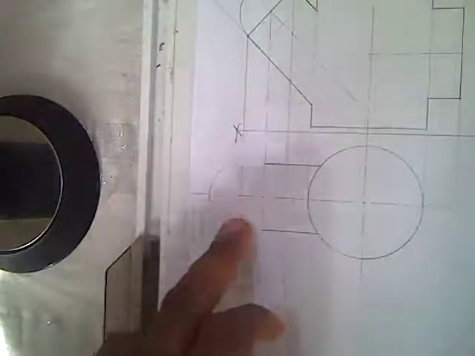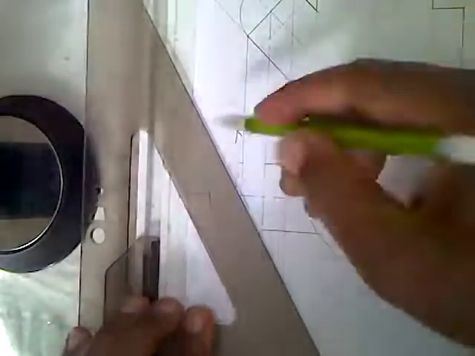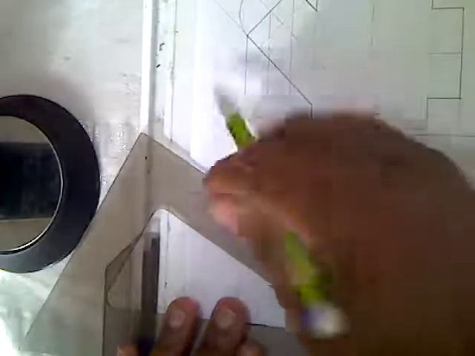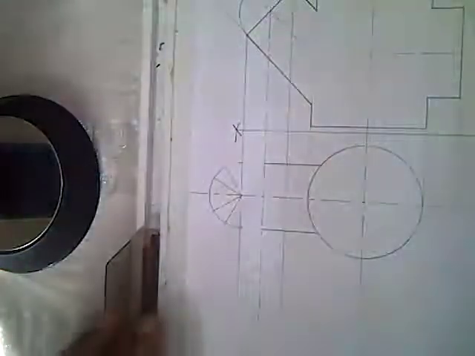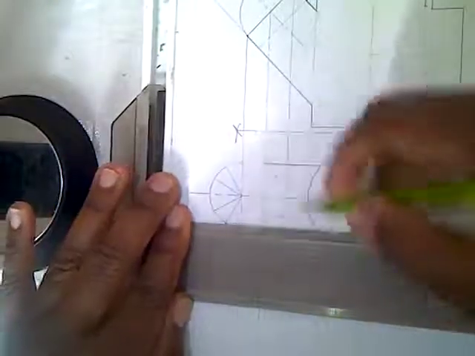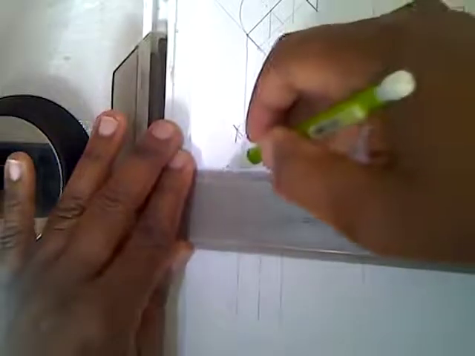And then I will make 12 equal divisions. And then I'll make it with a 30-60 degree set square. There we are. There I've divided it. Then I move it across. There. 1, 2, 3. Make those divisions.